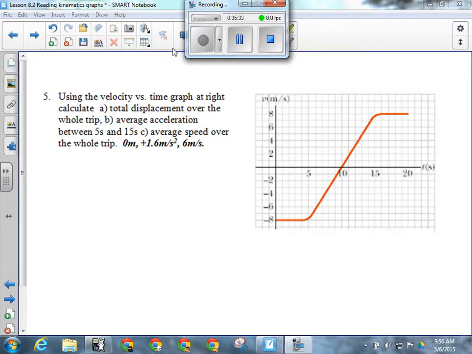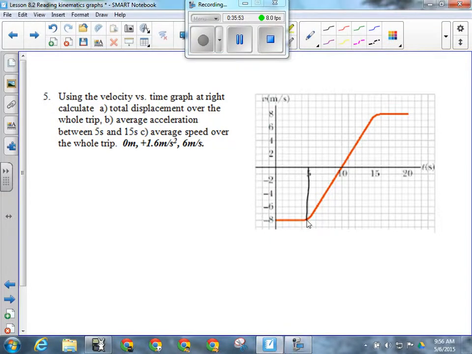Okay, guys, let's have a look at this one here. So we've got to use the velocity versus time graph now to calculate the total displacement over the whole trip. What I have to remember is that displacement is average velocity times time. That's right off of my formula sheet. So in these parts here where the velocity doesn't change, the average velocity is easy to calculate.